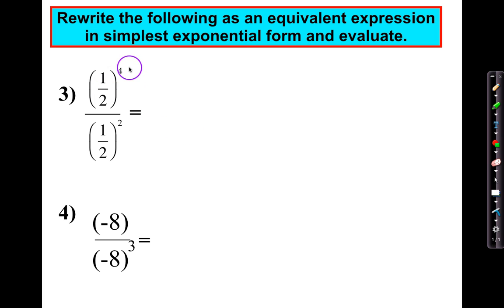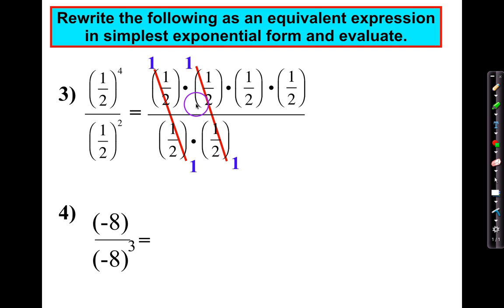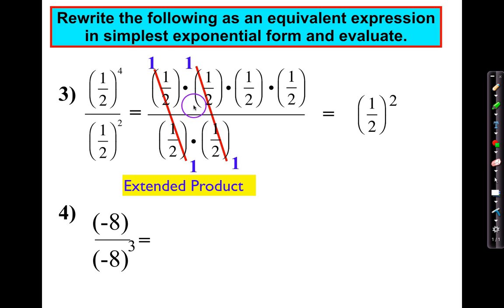1/2 to the 4th power will look like this: 1/2 repeated 4 times. 1/2 squared will look like this: it's 1/2 repeated 2 times. I'm going to go ahead and cross-reduce as many 1/2s as I can from the numerator and denominator, which is going to leave me with 1/2 squared. Please remember from the previous lesson that whenever your base is a fraction or if it's a negative, it does require parentheses around the base alone. So that's why we need these parentheses. Without them, they would technically be incorrect.